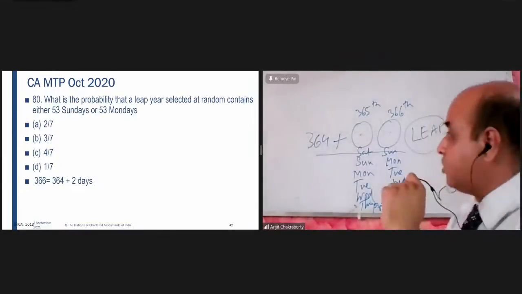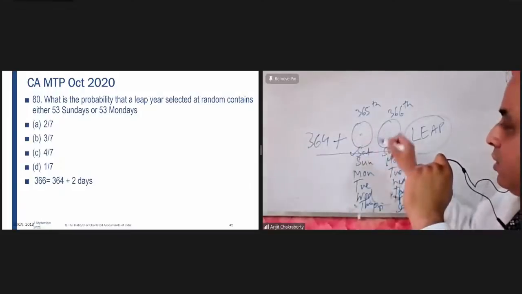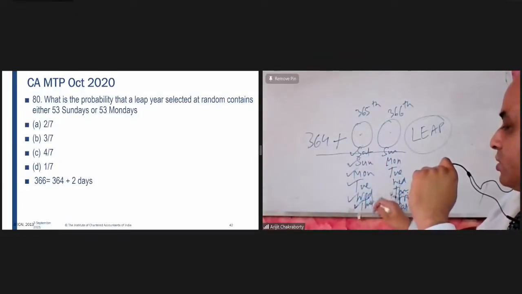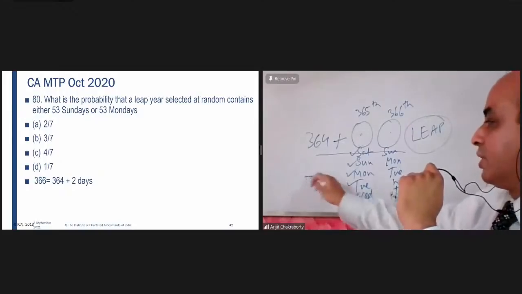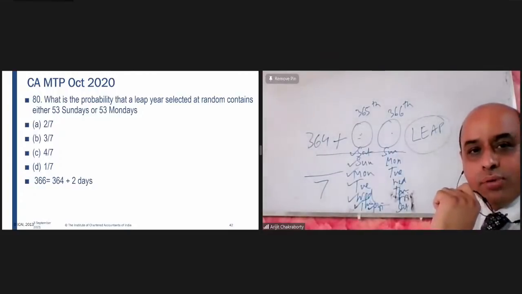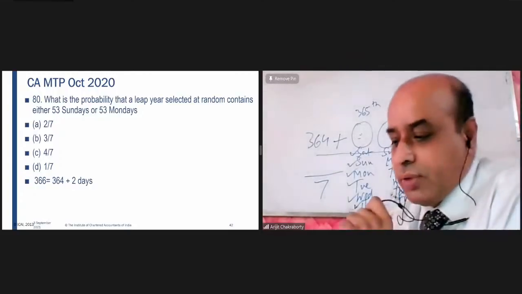How many ways can you fill up these two gaps? First way, second way, third way, fourth way, fifth way, sixth way, and seventh way. 7 ways are there to fill up these gaps. Beautiful. I hope you have followed till now. 7 ways are there.